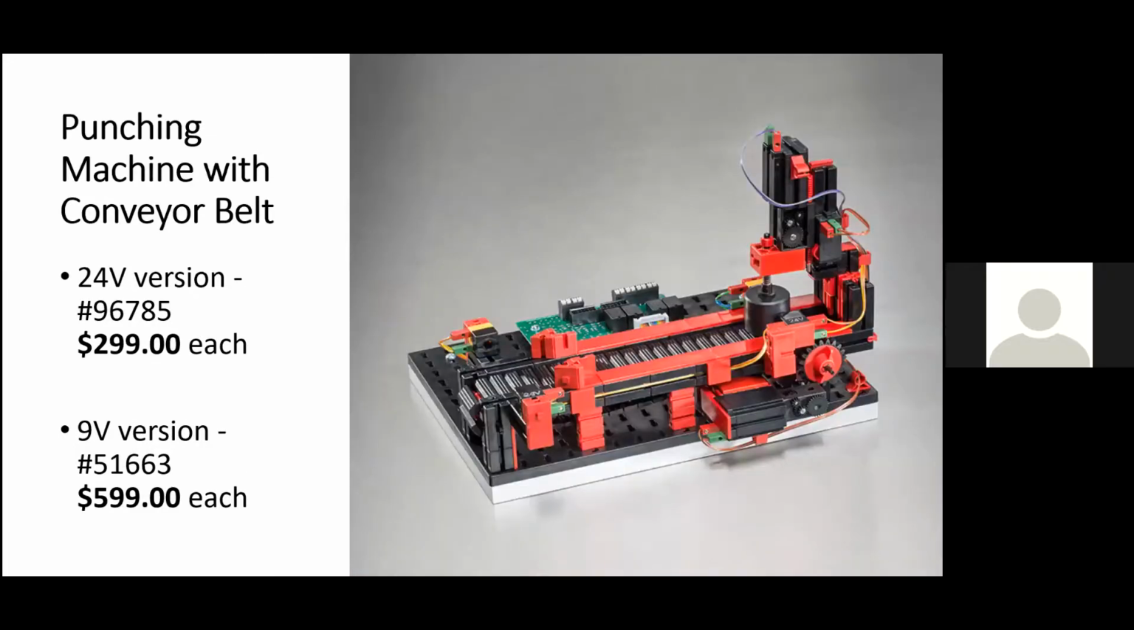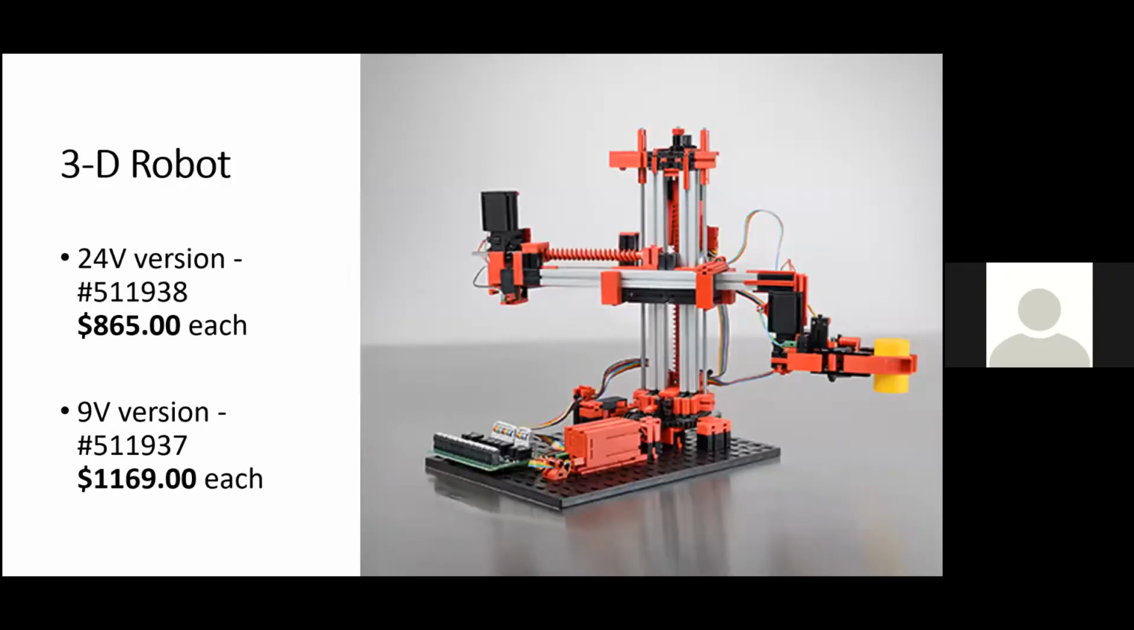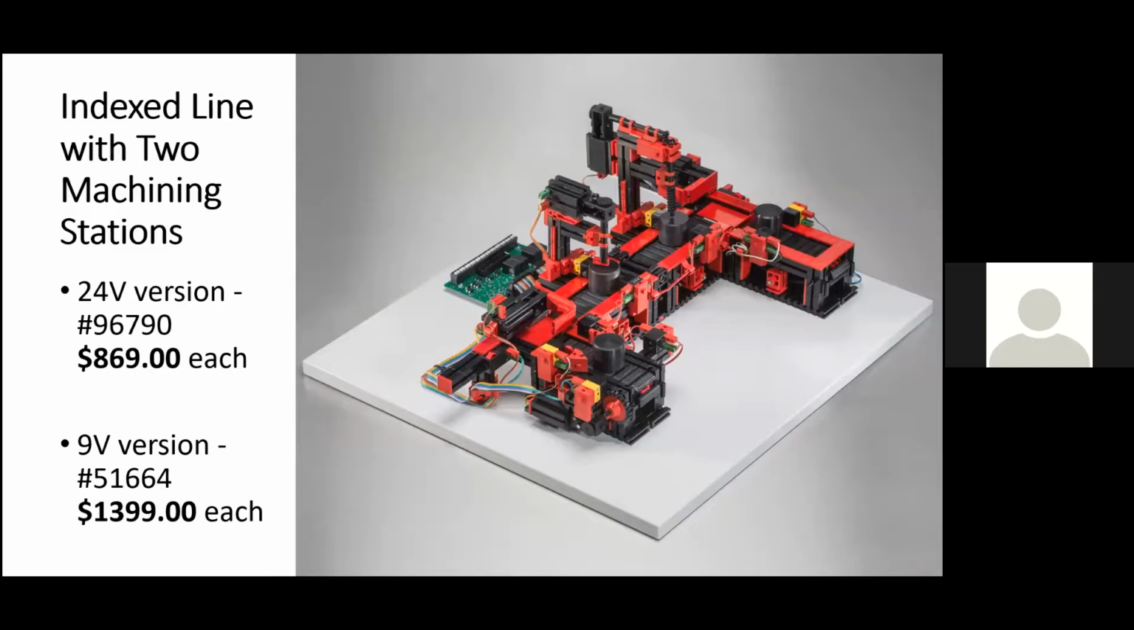The punching machine with the conveyor belt in the 24-volt version, again requiring PLC, is $299 per unit. The 9-volt version with the pre-programmed TXT controller is $599. The 3D robot in the 24-volt version for PLC, $865. In the 9-volt version, $1,169. The indexed line with 2 machining stations in the 24-volt version, $869. In the 9-volt version, $1,399.